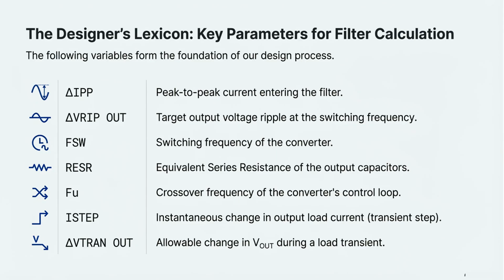Here are the key parameters and variables we'll use for filter calculations, including peak-to-peak current, target voltage ripple, switching frequency, and allowable transient voltage change.